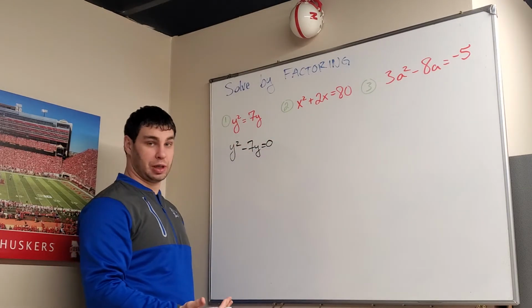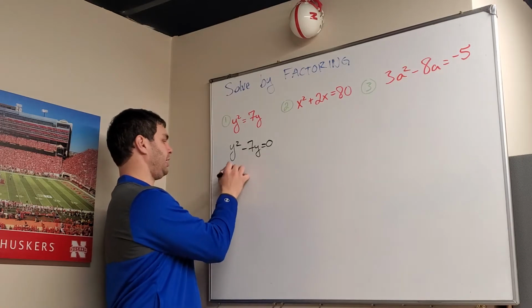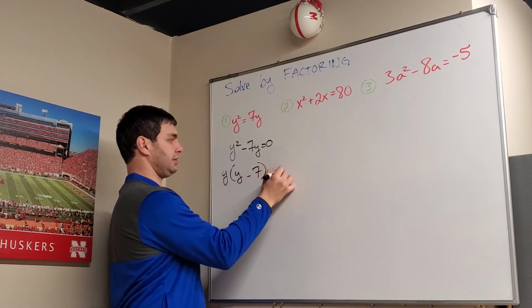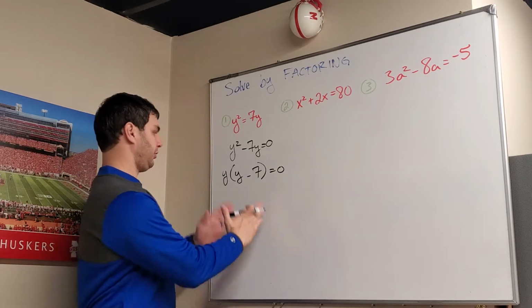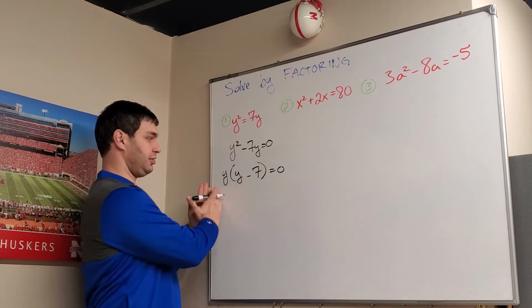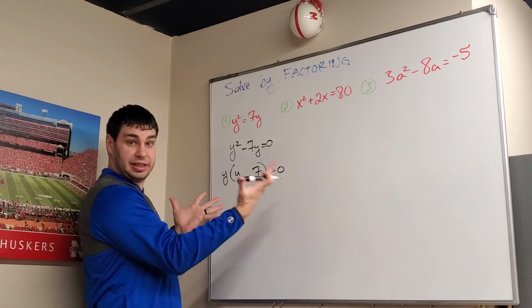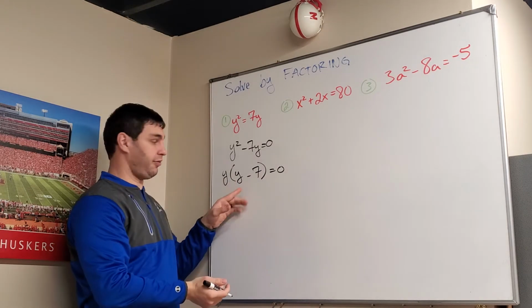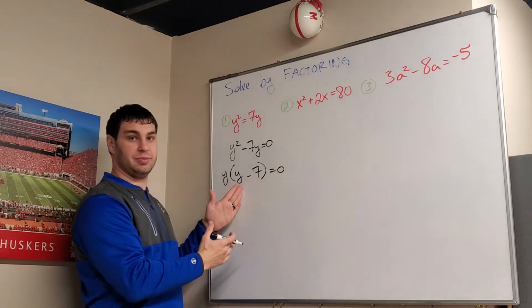Obviously, we can take out a y. If I factor out a y, that leaves me with y minus 7 still equals 0. Remember, in order for this equal sign to be true, either this y would have to be 0, because 0 times whatever this is going to be 0. 0 times anything is 0. Or that set of parentheses has to be 0. In order for that to happen, we're going to find out later, y would have to be 7.